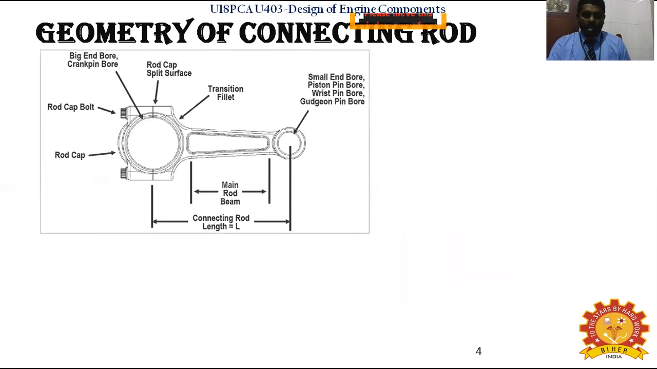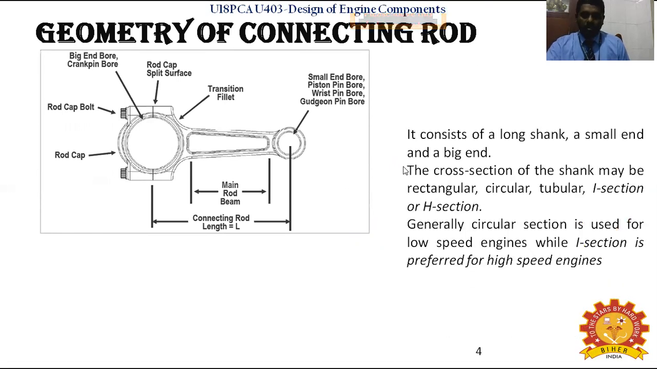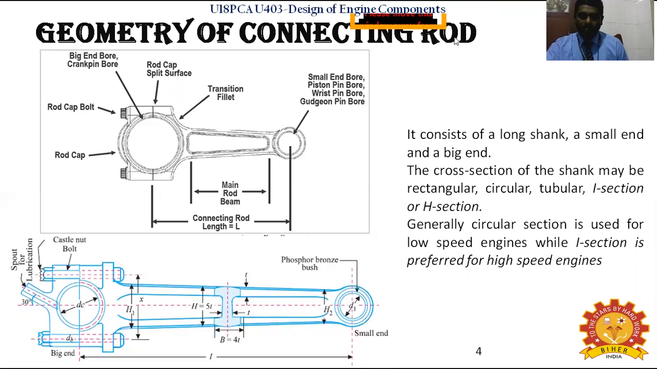If you look at the geometry of a connecting rod, it has a long shank, a small end, and a big end. You can see the long shank. This is the main rod beam. That is said to be the long shank, and you have a small end as well as a big end. You can see the big end bore, and there is a small end bore.